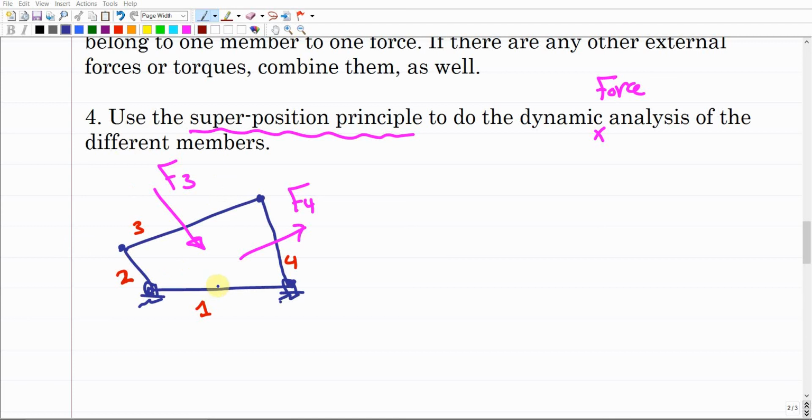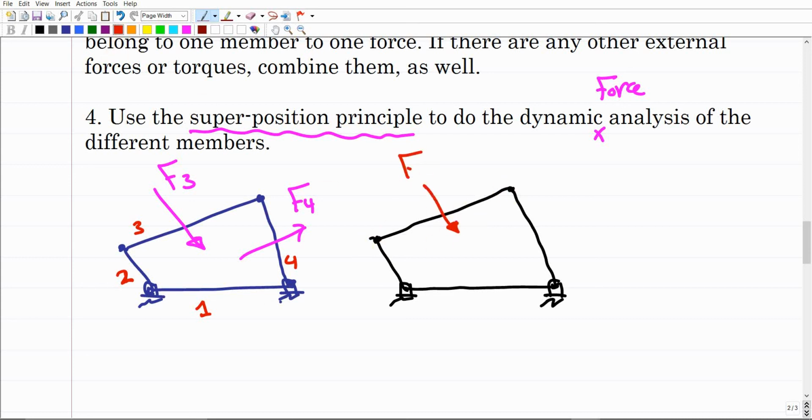So to do force analysis for this mechanism, we're going to assume initially that we have the same mechanism, but it is subjected to only one of these 2 forces. Initially, in the beginning, we assume that it is subjected to F3 only, and F4 is going to be 0.